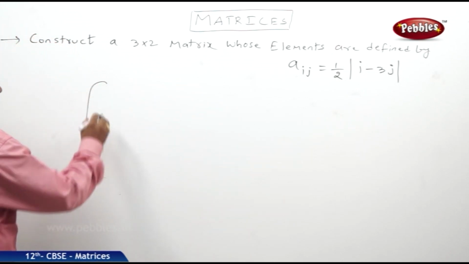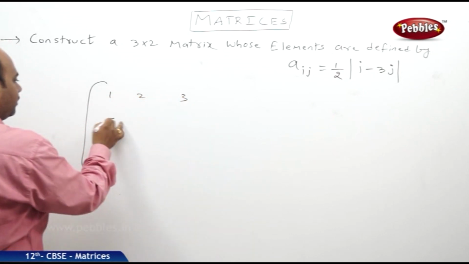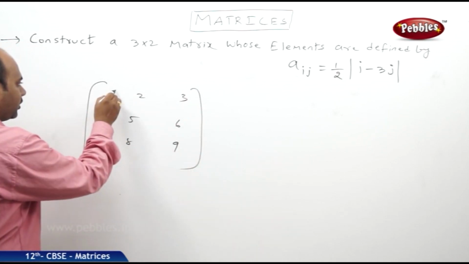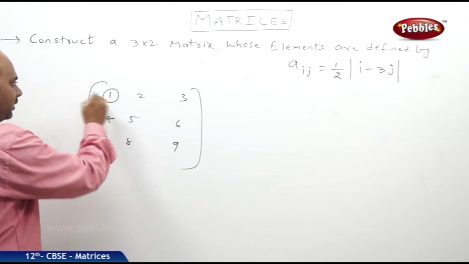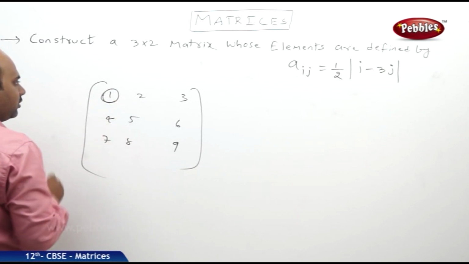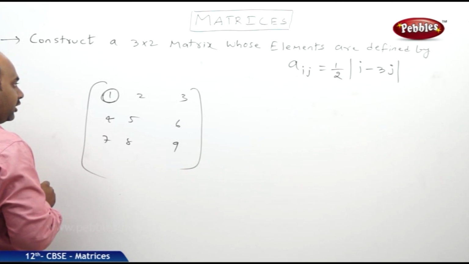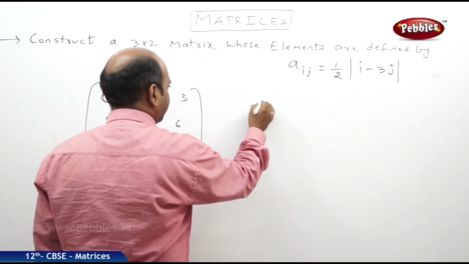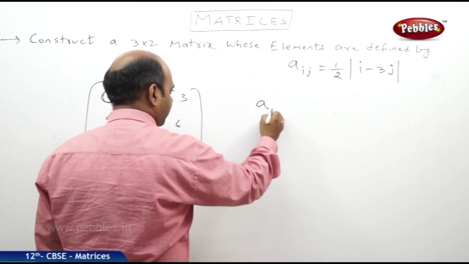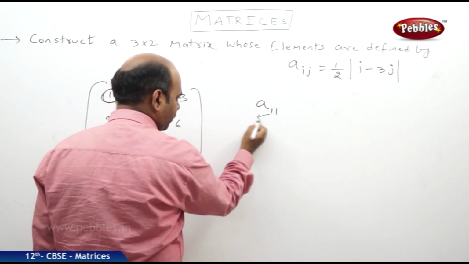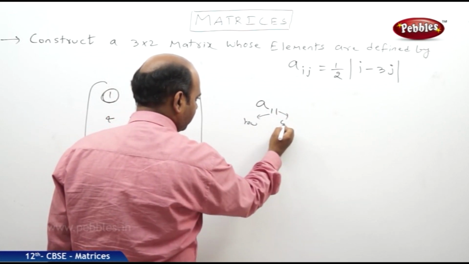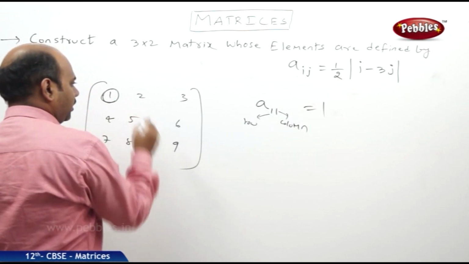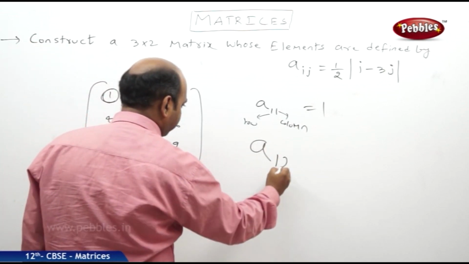You take a matrix 1 2 3, 4 5 6, 7 8 9. Here, if you observe carefully, 1 is in the place of the first row and first column. That particular element is generally denoted by A, and if I write A11, 1 refers to the row and this 1 refers to the column. So A11 will be equal to 1. And if I ask A12, what is the meaning?